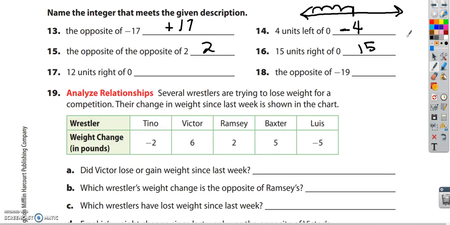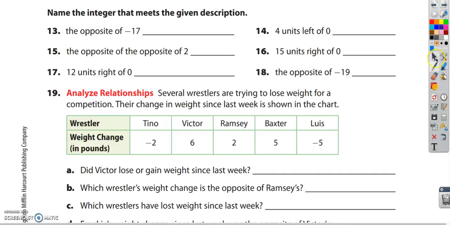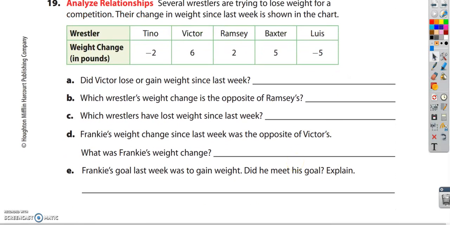Question number 17, 12 units to the right of 0 is going to be +12. Number 18, the opposite of -19 is going to be +19. Okay, moving on. We're going to take some integers here and we're going to put them in a word problem.